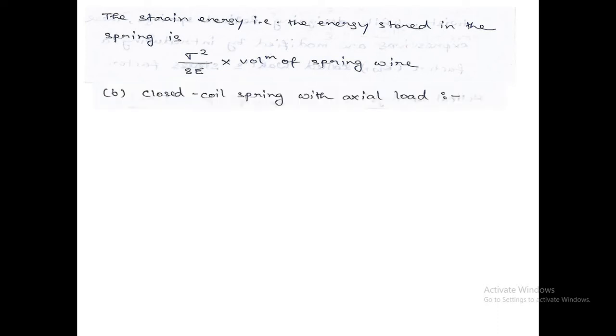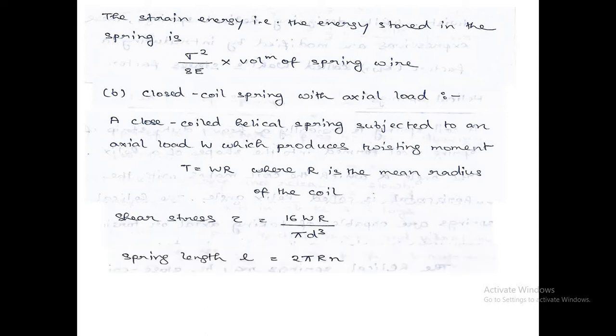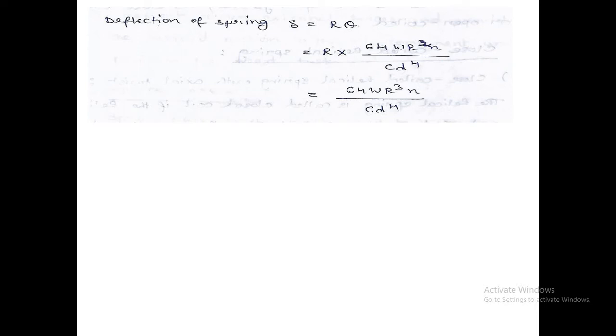Next comes the closed coil spring with axial load. A closed coil helical spring subjected to an axial load W produces a twisting moment T equal to WR, where R is the mean radius of the coil. Shear stress tau equal to 16 WR divided by pi D cube. And spring length small l will be equal to twice pi R n. Deflection of spring delta equal to R theta, which equals 64 WR square n by C d to the power 4, which will be equal to 64 WR cube n divided by C d to the power 4.